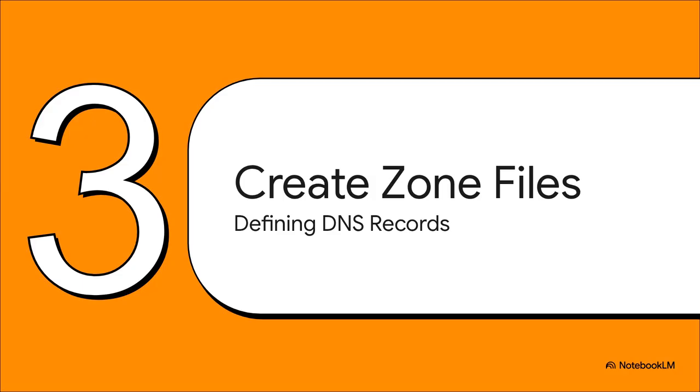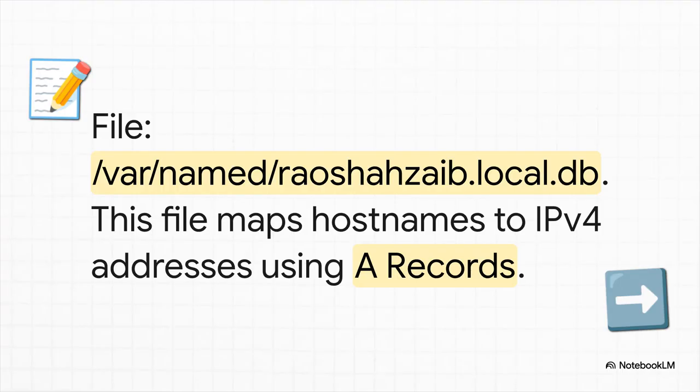Okay, our main config is now pointing to some files that don't exist yet. So let's go create them. This is where we'll define the actual phone book entries for all the computers on our network. First on the list is our forward zone file. This is where we're going to map all the human-friendly names we want to use, like ns1 for our name server or www for a web server, to their specific IP addresses.